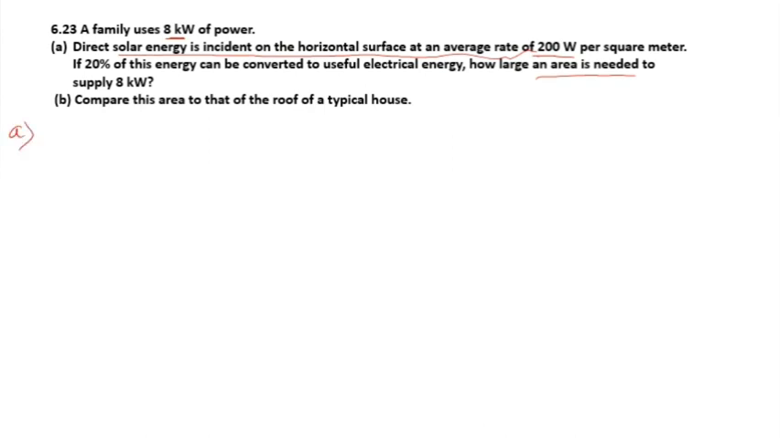We'll solve part A first. The total power consumption is 8 kilowatt, and the solar energy incident on a horizontal surface, meaning the available solar energy, is given as 200 watt per square meter.